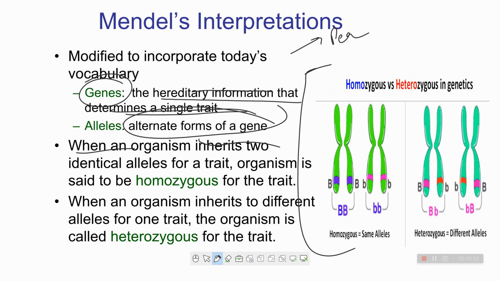Allele is an alternate form of a gene. Every gene has two forms. That alternate form of a gene is known as the allele. When an organism inherits two identical alleles for a trait, the organism is said to be homozygous, or if they inherit different types of alleles, then that is known as heterozygous. See, this is homozygous, meaning they are transferring the same form of allele, and this is heterozygous, meaning they are forming different types of alleles, right? So this is homozygous versus heterozygous.